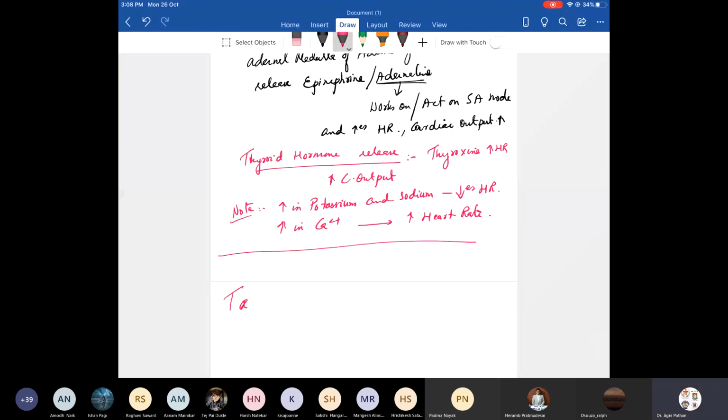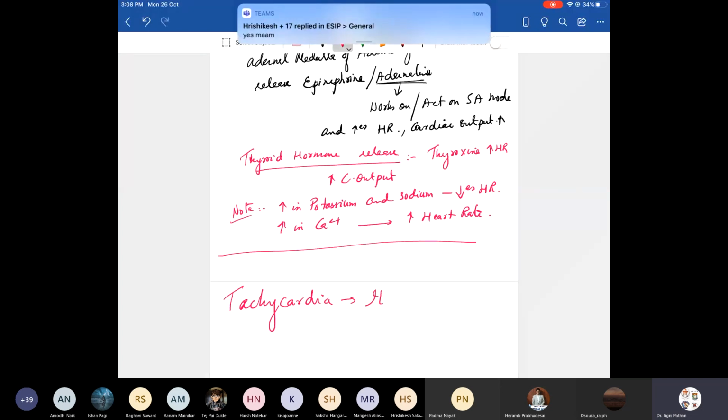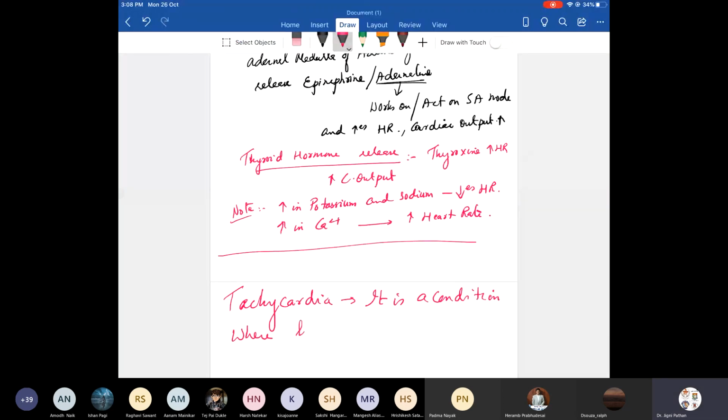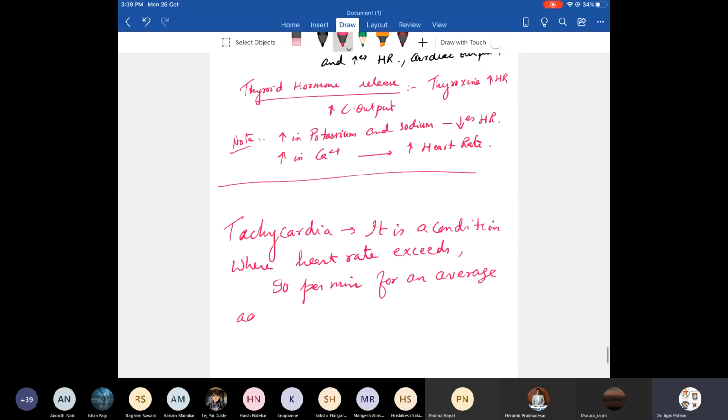There are two terms. One is tachycardia. You should know. It is a condition where heart rate exceeds 90 per minute for an average adult. Means when it is more than 90 or at 90, it is called tachycardia. Very important terms that you should know. It's a condition where the heart rate exceeds.